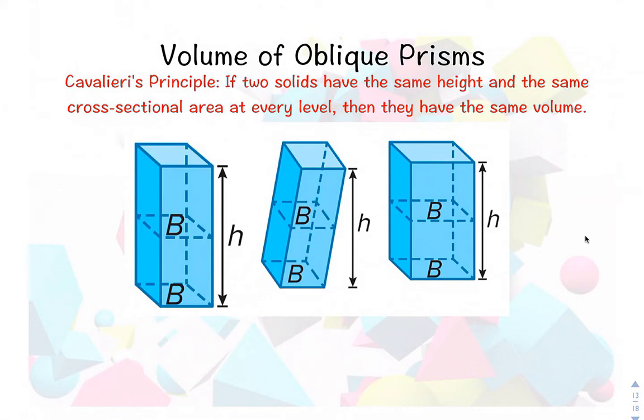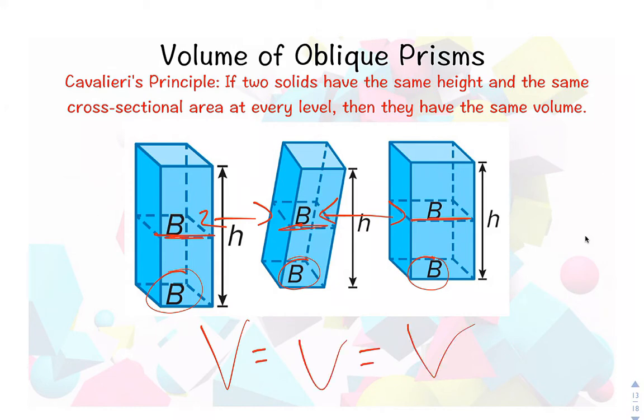What we're talking about here is what we call Cavalieri's principle, and people pronounce this differently. If two solids have the same height and the same cross-sectional area at every level, then they have the same volume. Essentially, all of these have the same height h. They all have the same base. If I were to take a cross section here or here or here, those would all be equal, which we know in a prism are the same as the base. So what that tells us is these volumes are all equal.